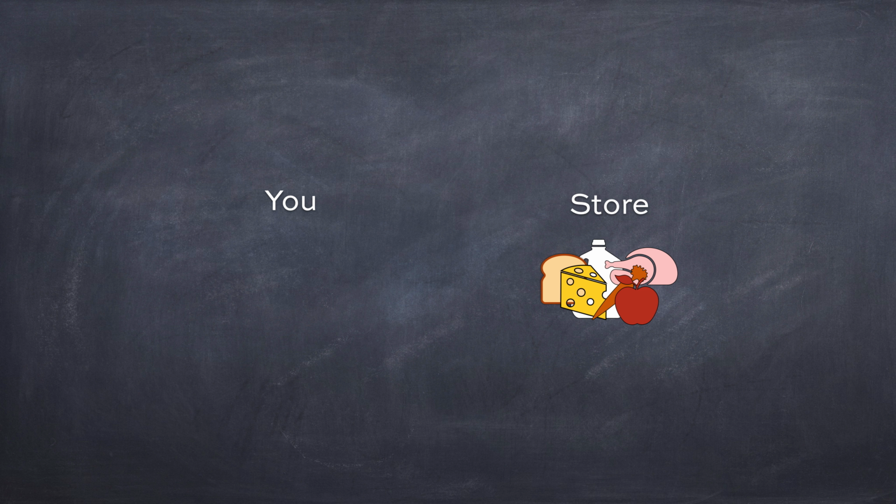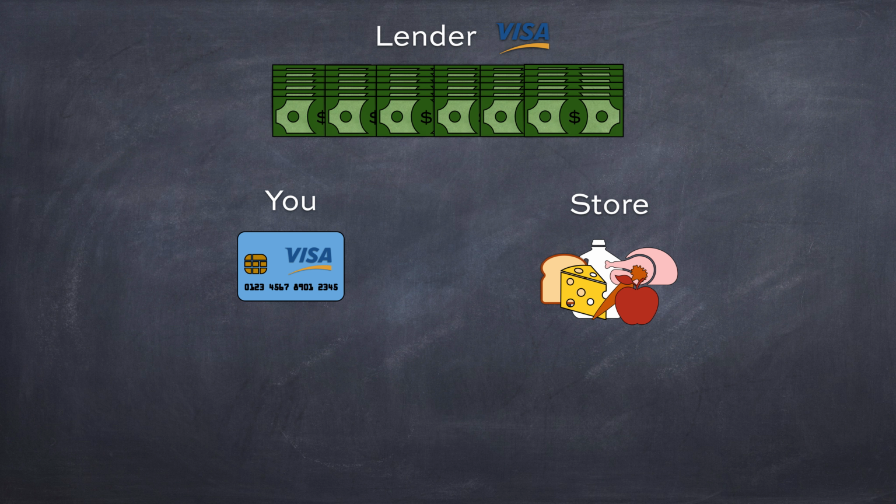So you go to the grocery store, and instead of buying this with cash, with your own money, let's say you buy it with your credit card. In this case, we'll say it's Visa. And so that's where a lender comes in. In this case, your lender is going to be Visa because you're using a Visa card. And Visa has a bunch of money to lend to you.